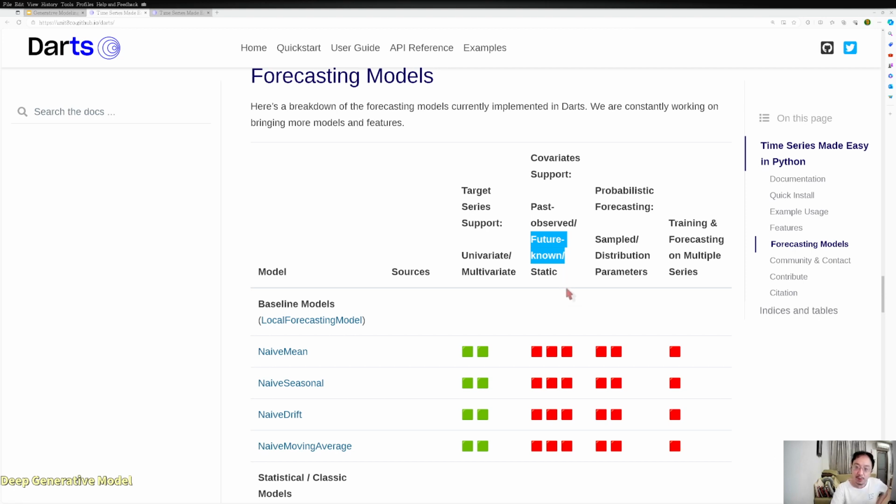And there also come some static covariates. These are things that don't depend on time. So we have some parameters that maybe are related to the situation, but are constant over time. So we call that kind of covariate static.